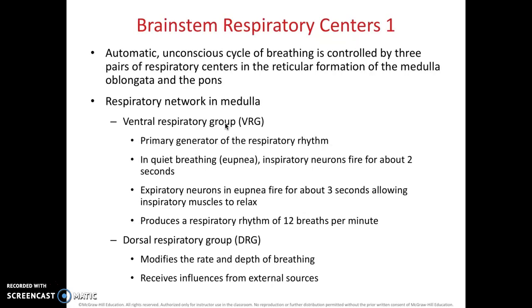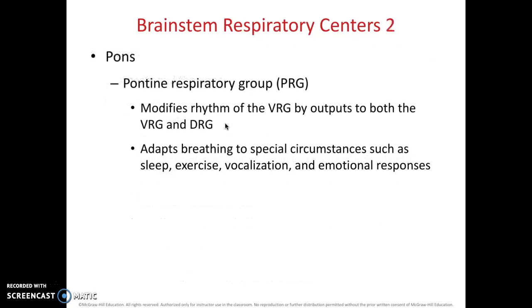The dorsal respiratory group then modifies the rate and depth of breathing and receives influences from external surfaces. So the ventral respiratory group is the primary generator and is involved in normal breathing, whereas the dorsal respiratory group can then modify what's going on with the ventral respiratory group. The pons also contains the pontine respiratory group, which modifies the rhythm of the VRG by outputs to both the VRG and the DRG, and this adapts breathing to special circumstances such as sleep, exercise, vocalization, and emotional responses.